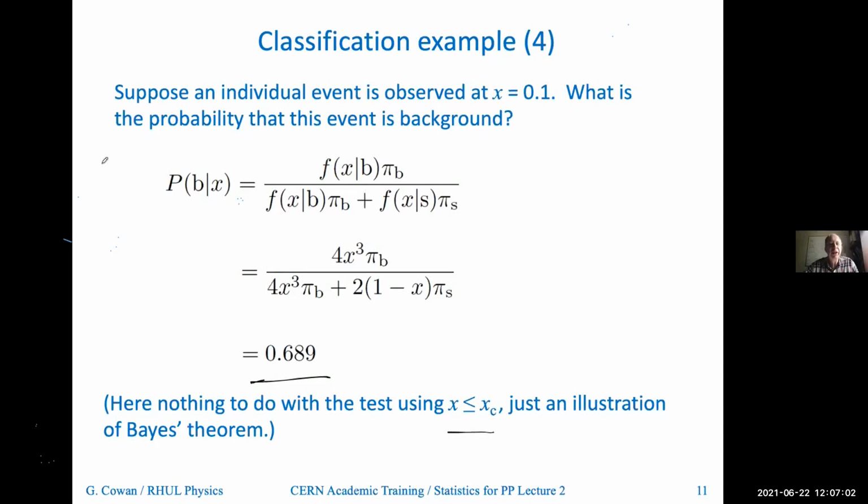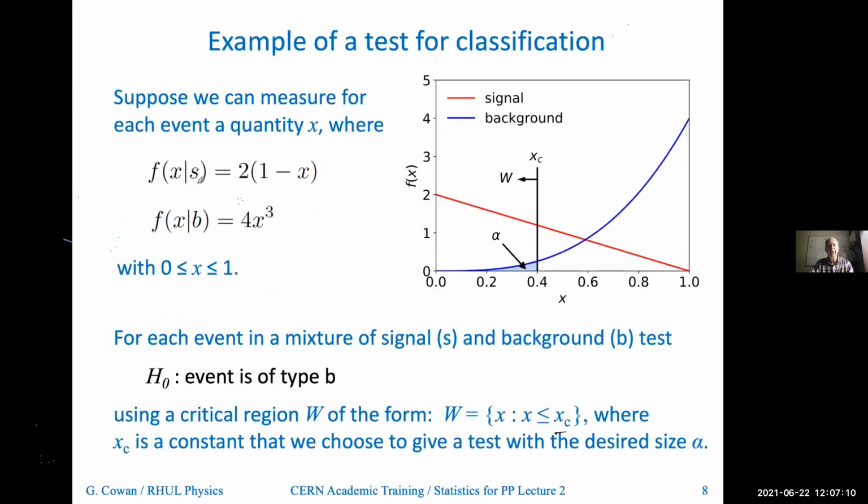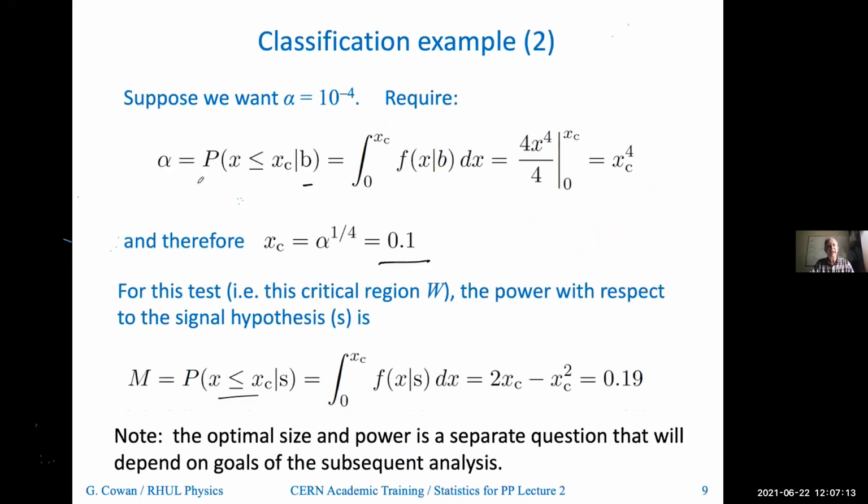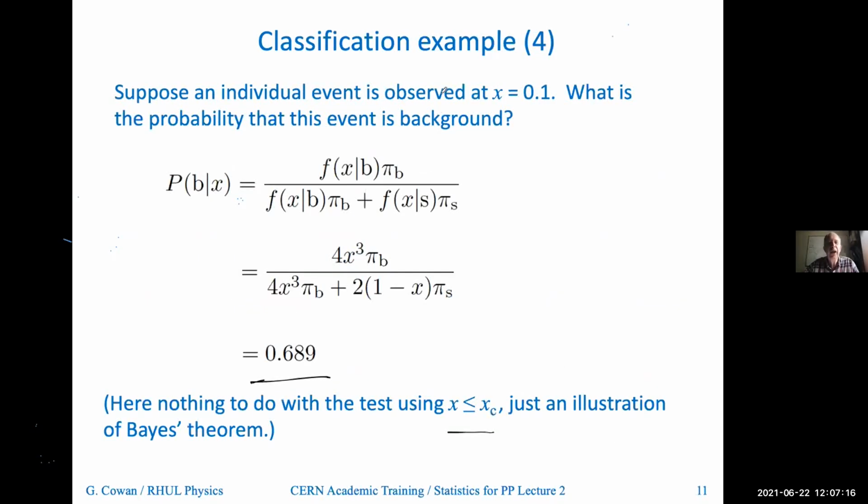Remember we were doing this example with the two distributions for X. And at some point in the calculation, I said, suppose I observe the event exactly at X equals 0.1. A posteriori, I can say that's where it came out. What is the probability that this event is a background event? And so I said that P of B given X is equal to the probability of X given B times the prior probability for B and so forth. And nobody stopped me at that point and said, well, hang on, isn't the probability to have X exactly equal to 0.1 equal to 0?